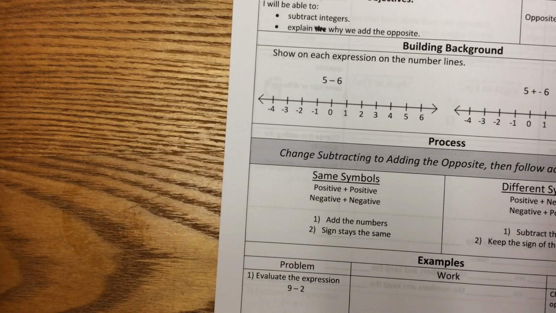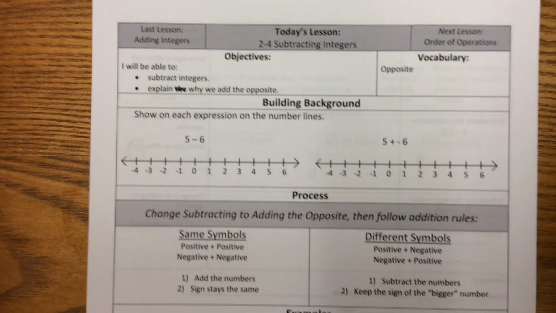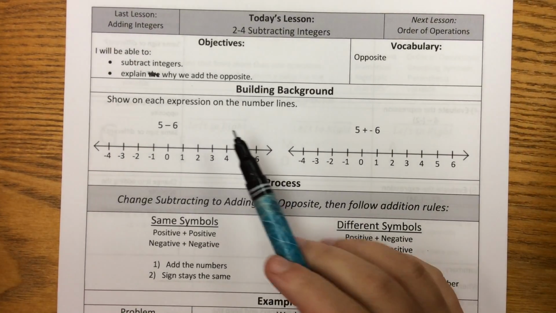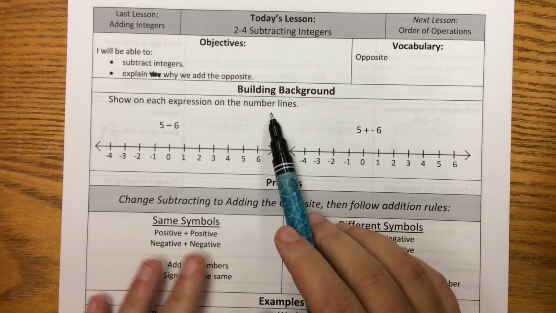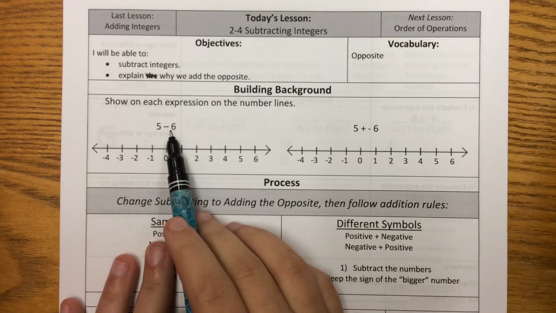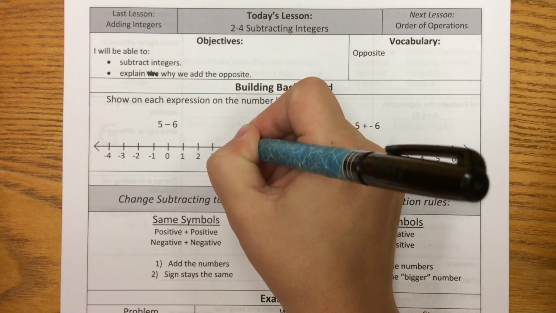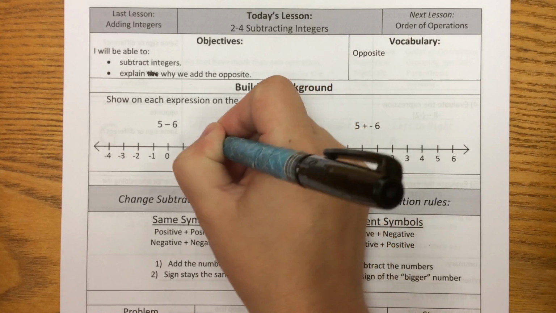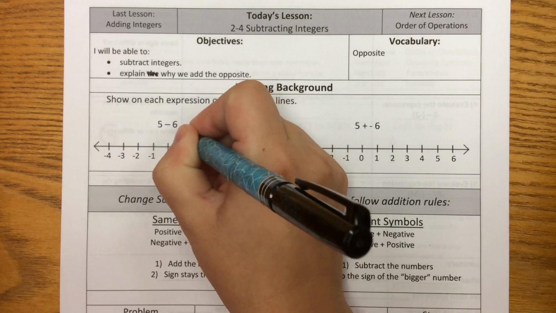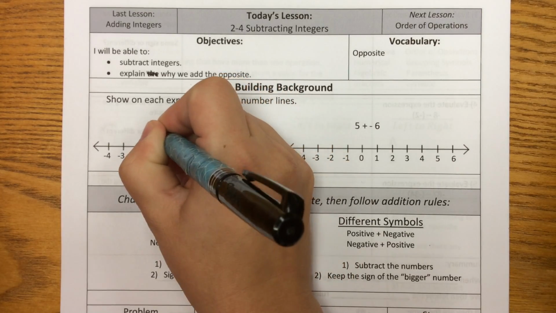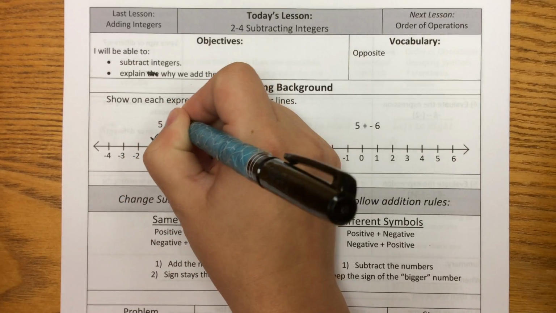So going to our building background. All right, we're going to show each expression on the number lines. So we have 5 minus 6. Remember, that means we start at 5, and then we go backwards 6. So 1, 2, 3, 4, 5, 6, because we're taking it away. So we get -1.